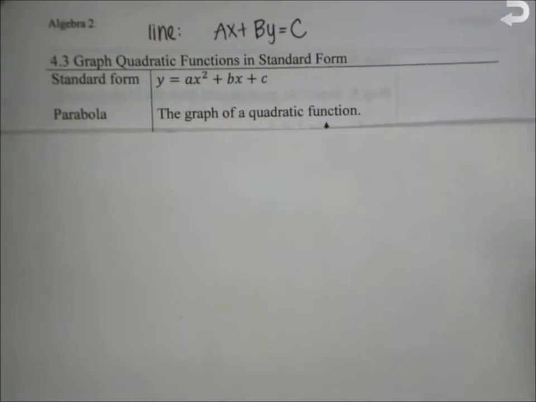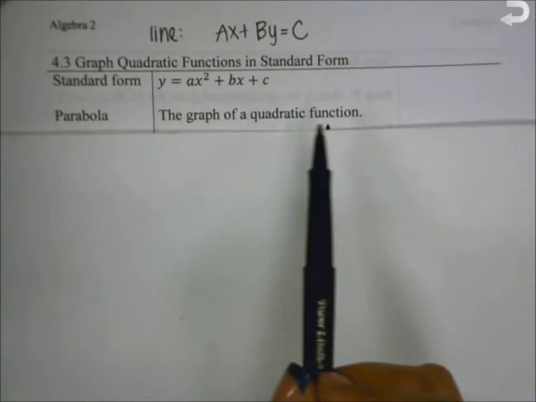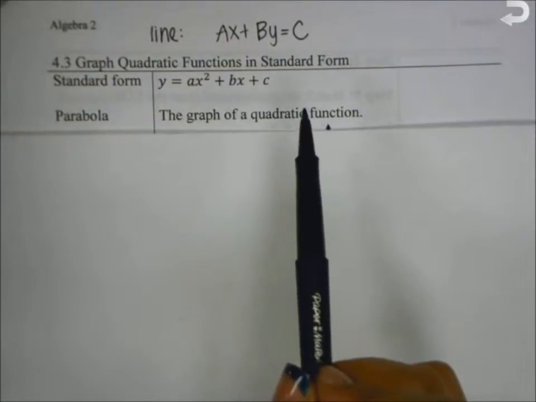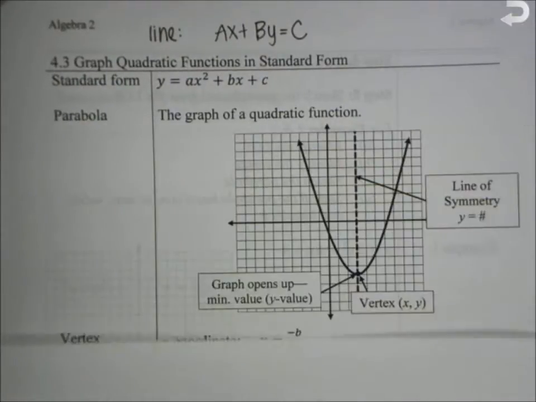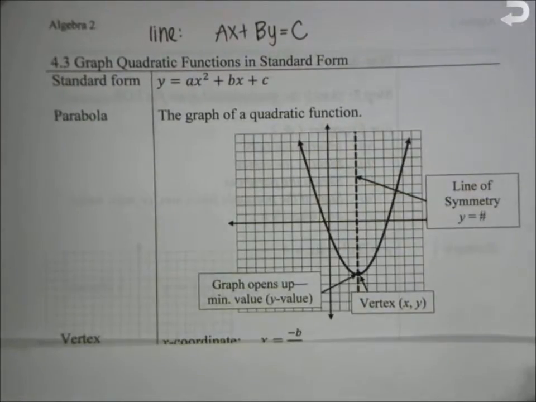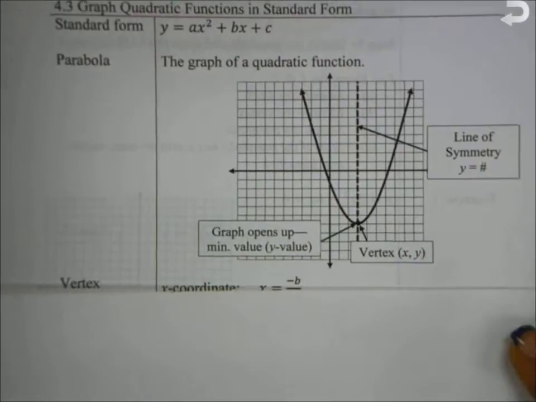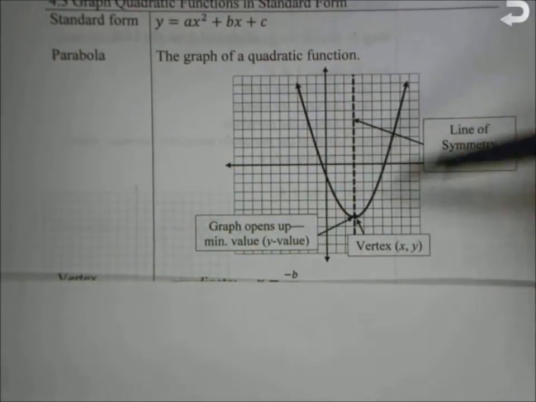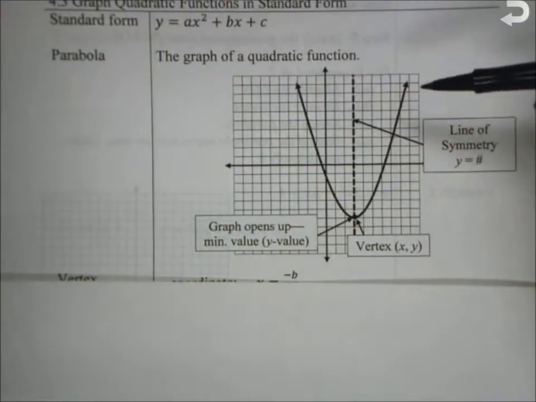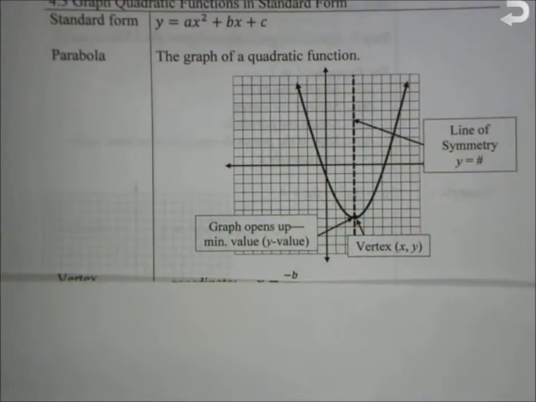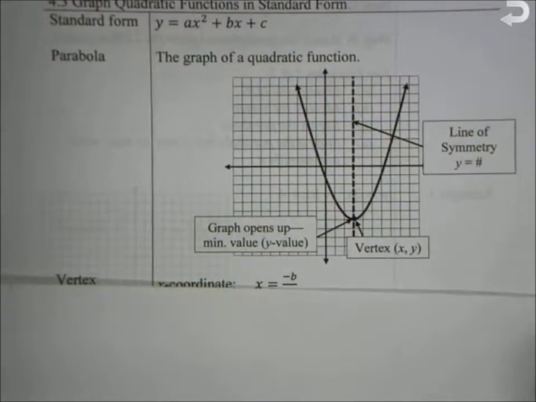Now remember, the graph of a quadratic function is called a parabola. So the definition of a parabola is the graph of a quadratic function, and we have some things that we need to know about it. So this is what I just drew, some parabola. It's always shaped like a U. In this example, it's curving upwards. Okay, and there's a couple things about the parabola that we need to be able to identify.